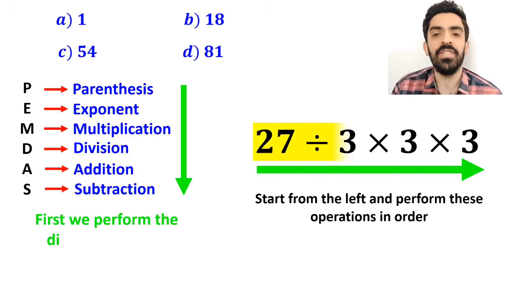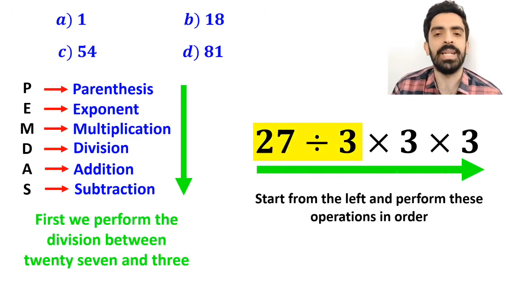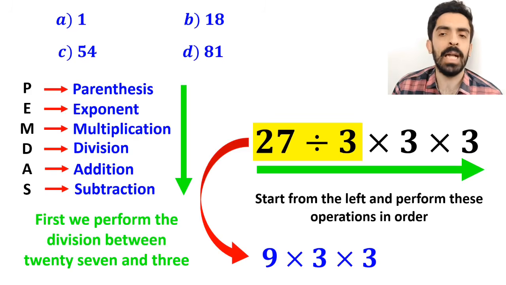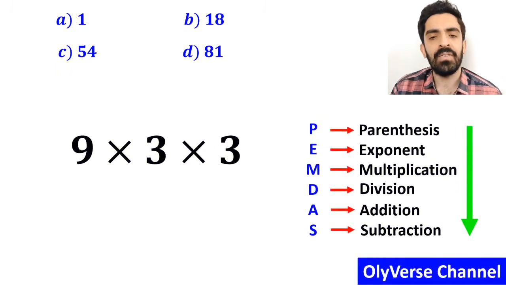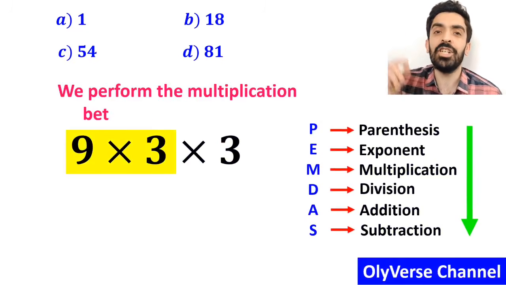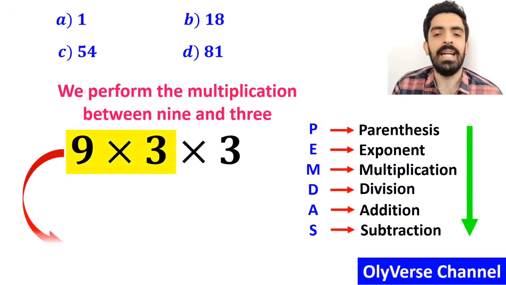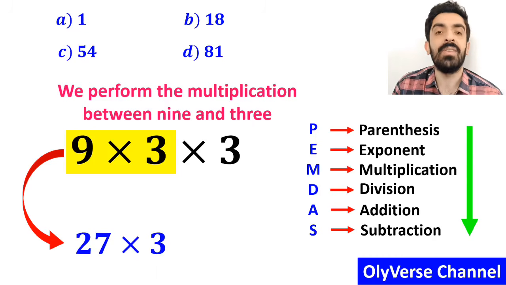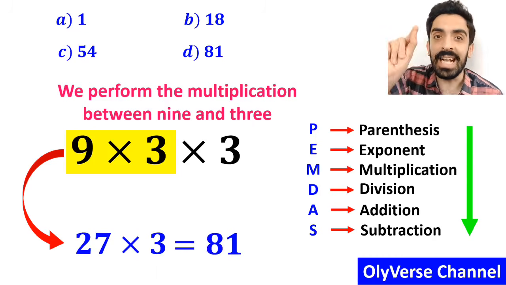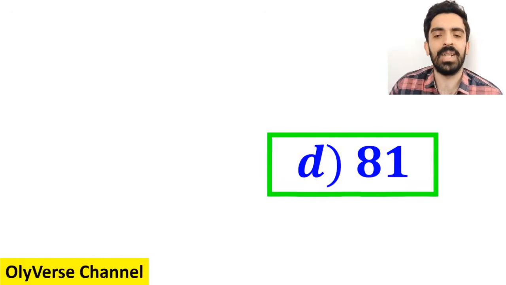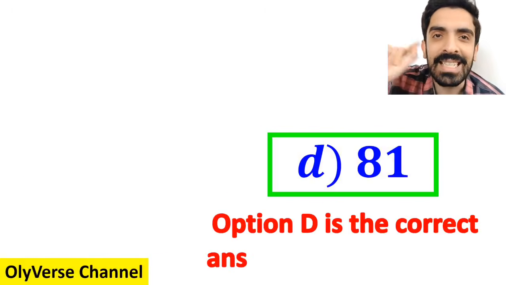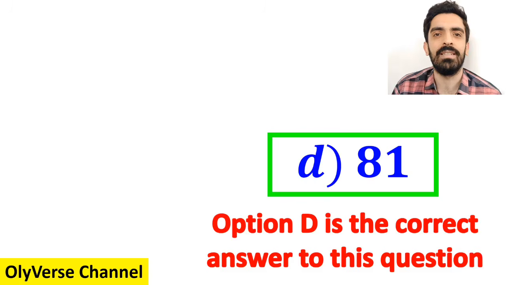So, first we perform the division between 27 and 3, which simplifies this expression to 9 multiplied by 3 and again multiplied by 3. And the final step, we perform the multiplication between 9 and 3, and instead of this expression, we can write 27 multiplied by 3, which finally gives us the answer 81. That's great. Option D is the correct answer to this question.